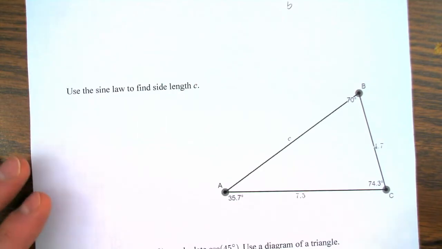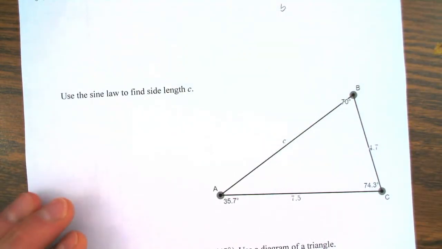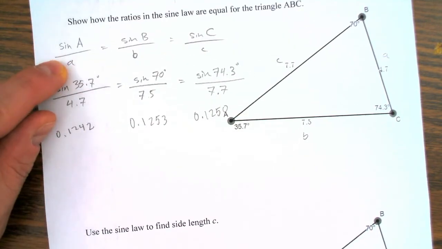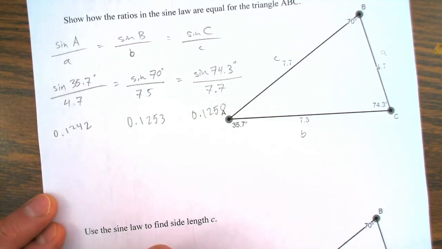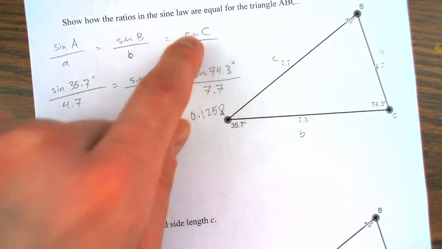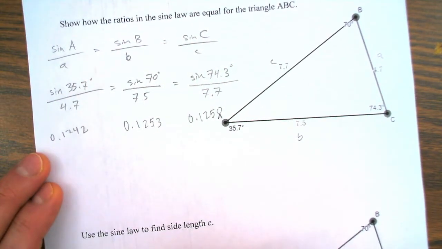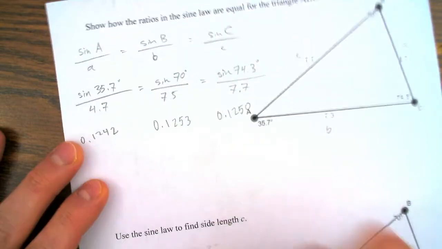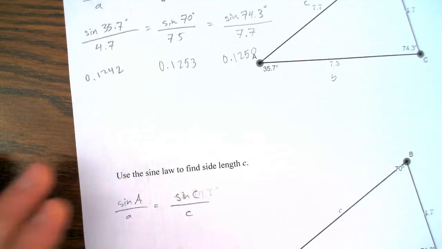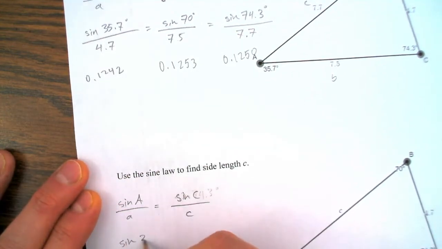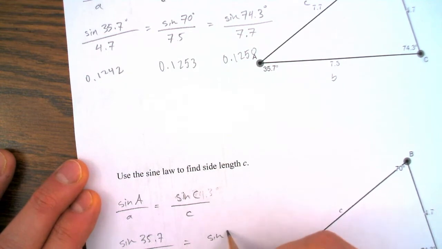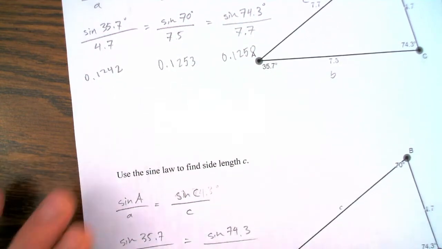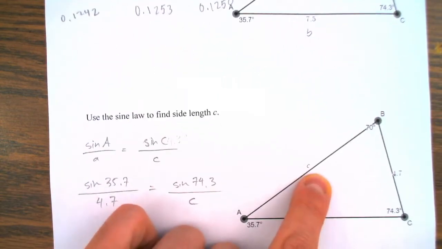So let's say we were missing one of the sides, like this side here. What would we do to find that missing side? Well, we could start off with this ratio and equate that to the ratio involving C. So sine C. I'm going to write this out with one extra step. And the value we're looking for is small c, which is the length of this side.